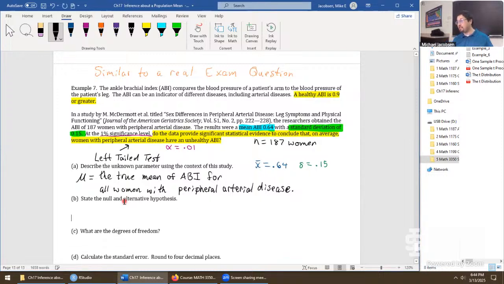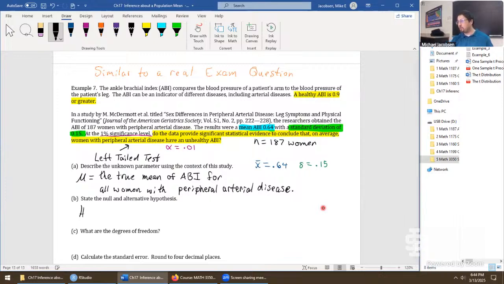We have the unknown parameter. And on the real exam, that's going to be your first step too. Specify what mu is. We have to pull in the context. You have to say something about the unit. What is the mean of? Is it the mean of points? Is it the mean of blood pressure, like in this case, or something else? And then you have to say, who's the population? Like we did here when we said all women with peripheral arterial disease.